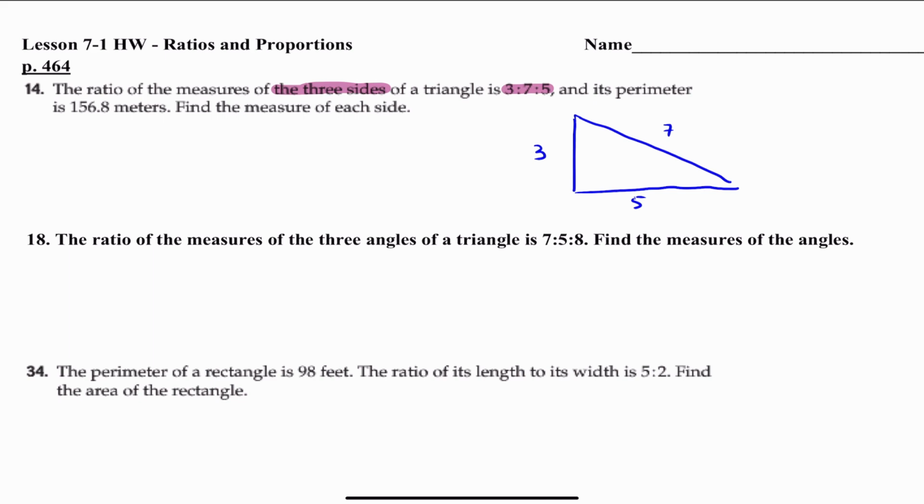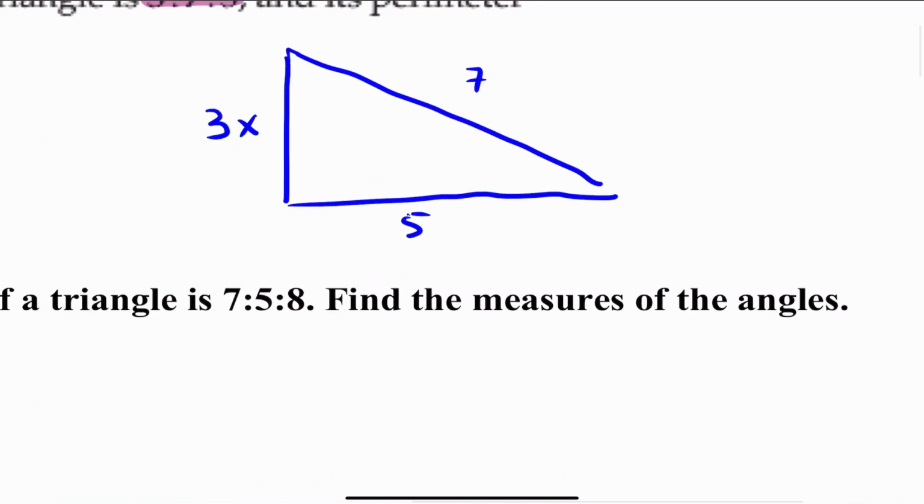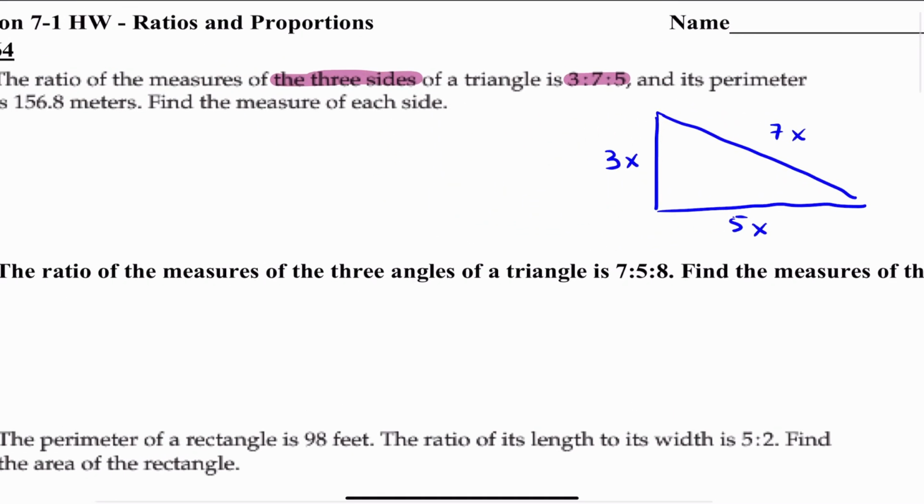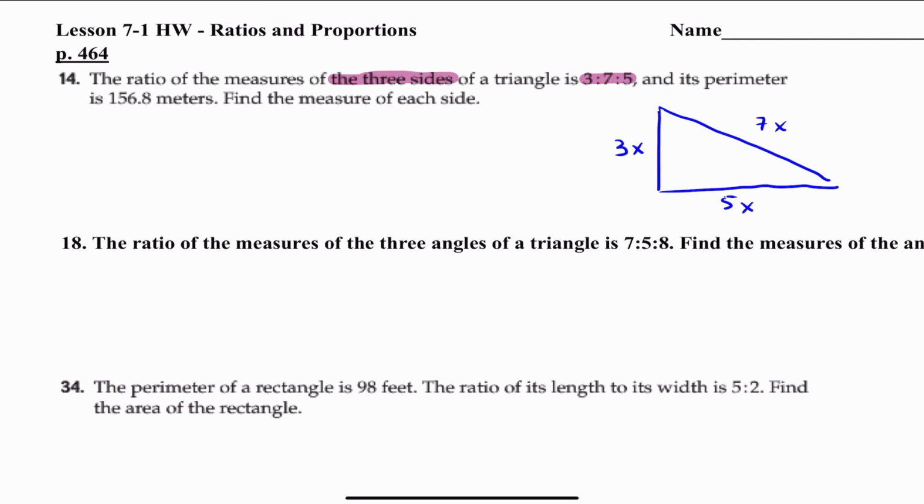So what am I going to do? I'm going to put those x's like I did in the notes. So x here, x here, x here, and I'm going to take these values, right? So I have 3x plus 7x plus 5x equals the perimeter, right? And remember, the perimeter is essentially the total distance around the triangle. So I'm going to add all the sides here, and that's going to give me my perimeter, 156.8. And what I'm basically going to have to do is combine the like terms.